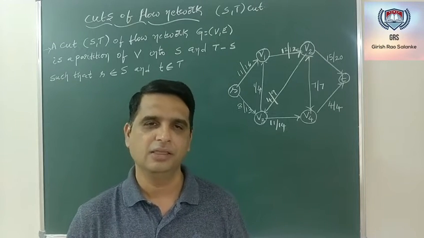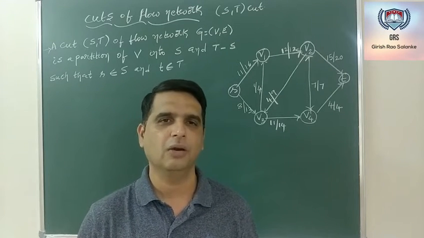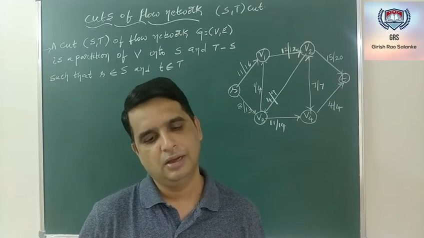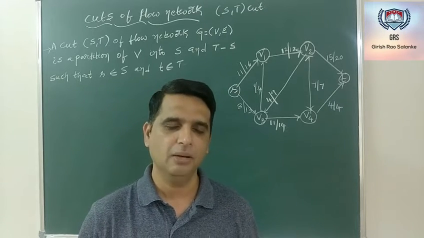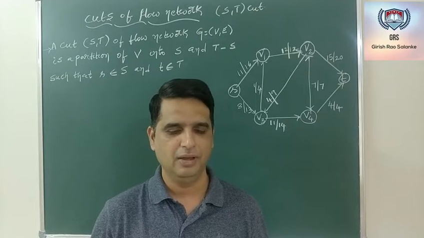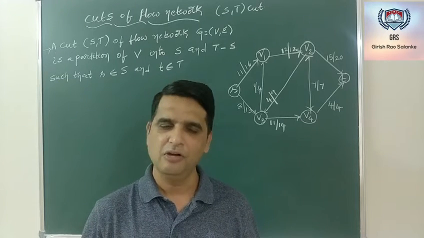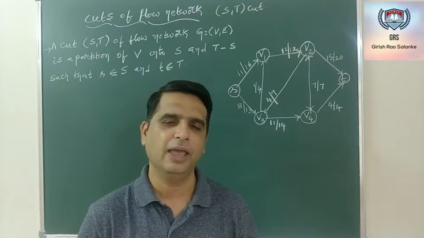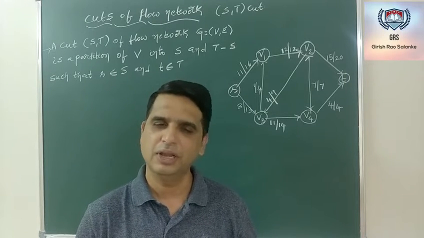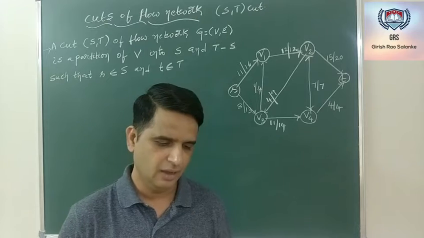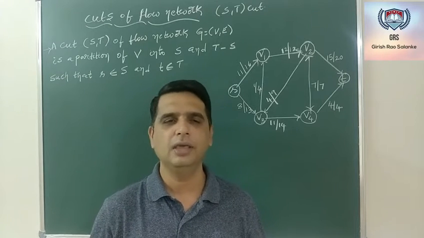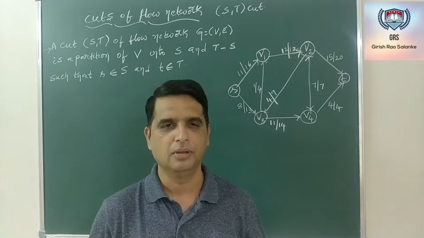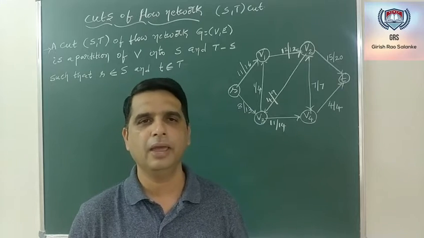Before discussing the proof, in the max flow min cut theorem, we are going to use a term called cut. So first, before seeing the theorem, we'll see what we mean by a cut on a flow network, so that it will be easy for us to understand the proof of the max flow min cut theorem. Now, what do we mean by a cut?